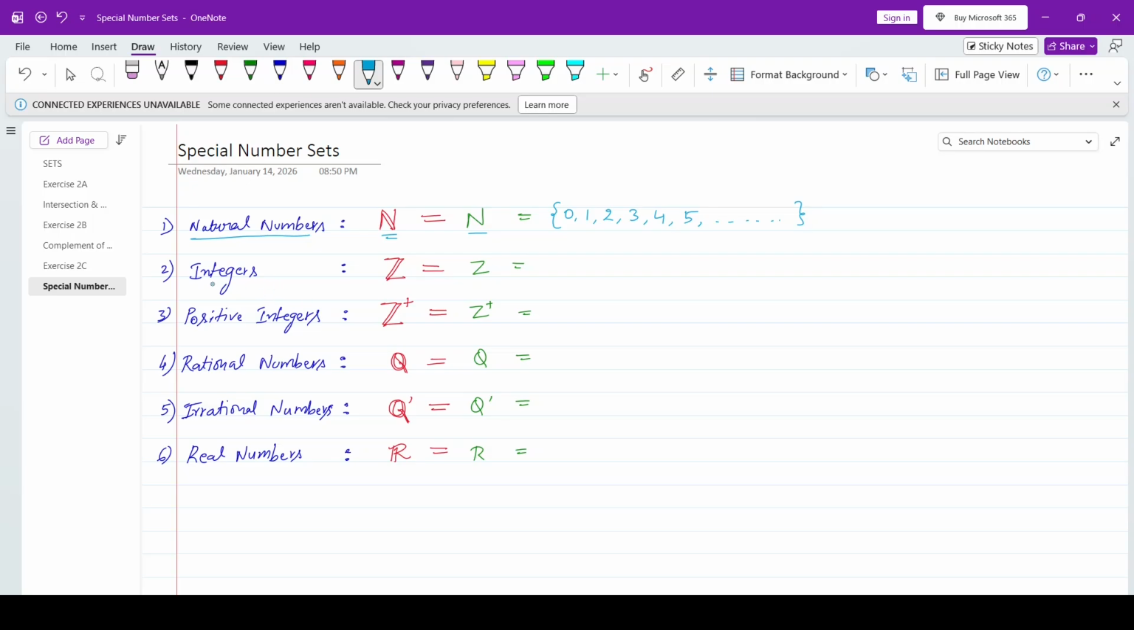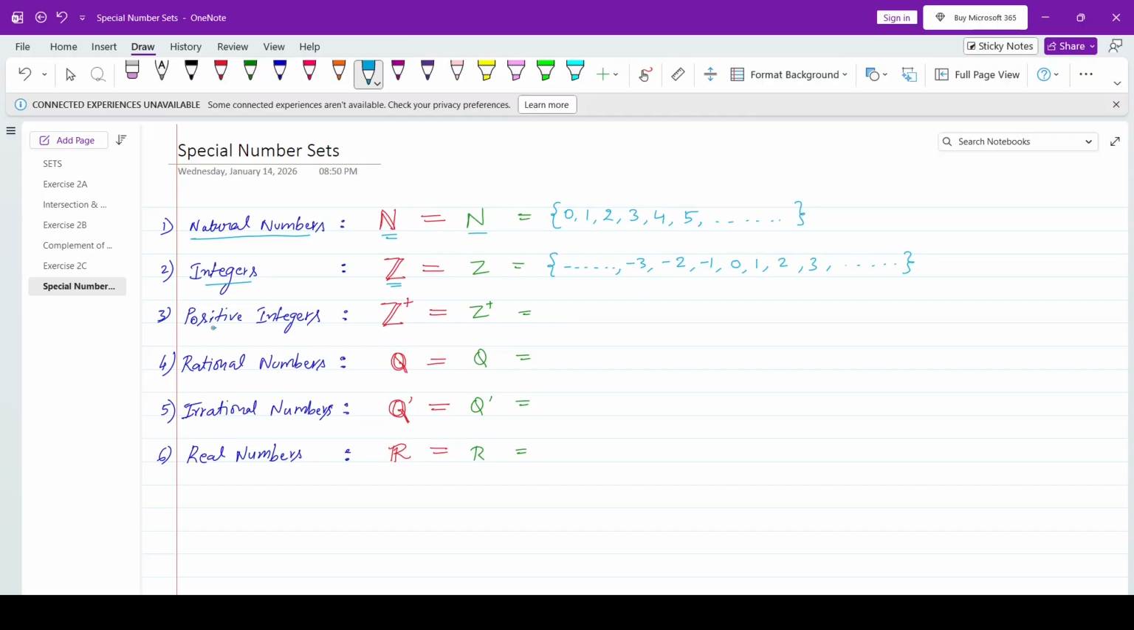The second type is integers. Integers is denoted by this character, but for simplicity we'll write it Z. And integers are from negative infinity to -3, -2, -1, 0, 1, 2, 3 and so on till positive infinity.